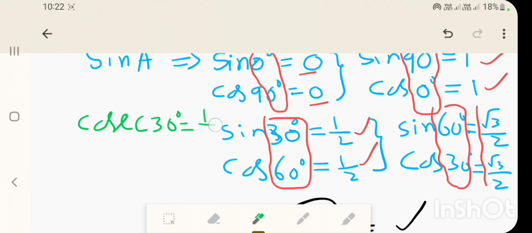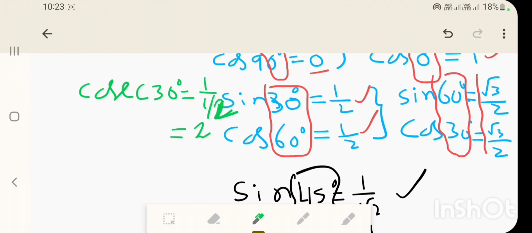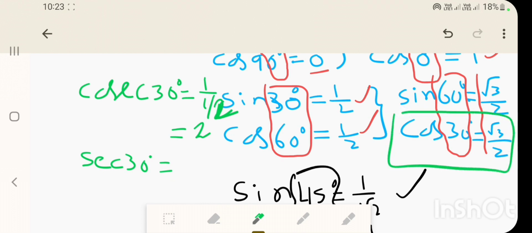Cosecant 30 is 1 by sin 30, and sin 30 is 1 by 2, so cosecant 30 is 1 by 1 by 2. The 2 comes into the numerator, and we get 2. Now secant 30 is the reciprocal of cos 30. Cos 30 is root 3 by 2, and the reciprocal means 2 by root 3.